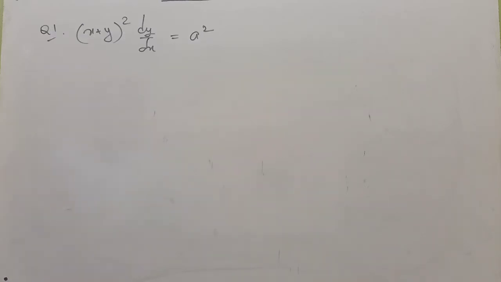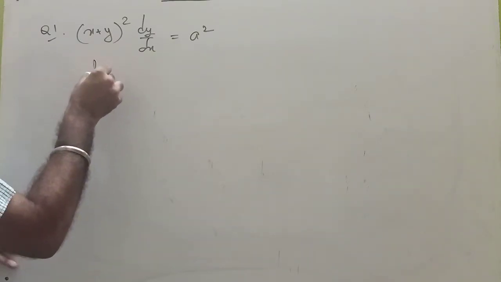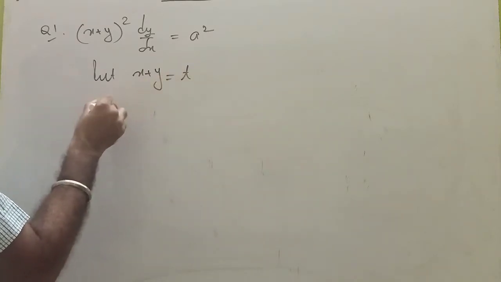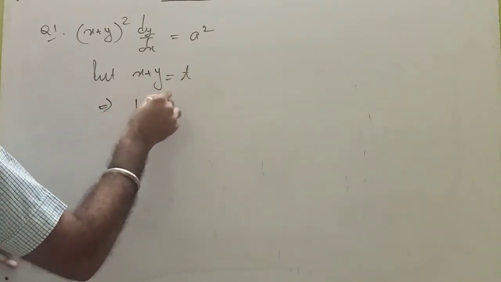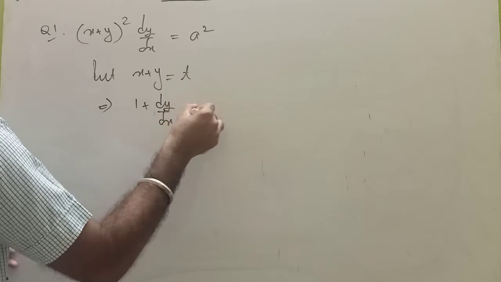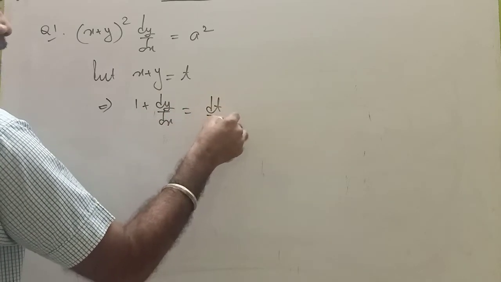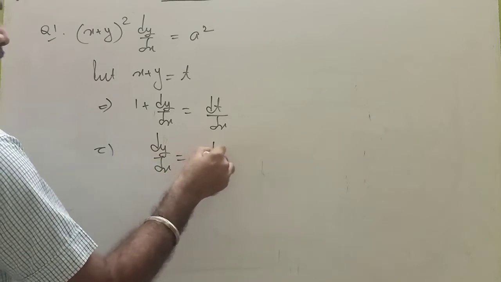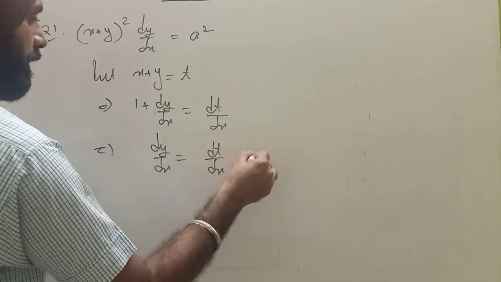Now let us take the first question of this type. In this case, you can see that variable separation is not possible. We cannot separate x and y. Clear? For this, put x plus y is equal to t. Differentiating with respect to x, 1 plus dy by dx is equal to dt by dx. t is a variable. So what is dy by dx? dt by dx minus 1.